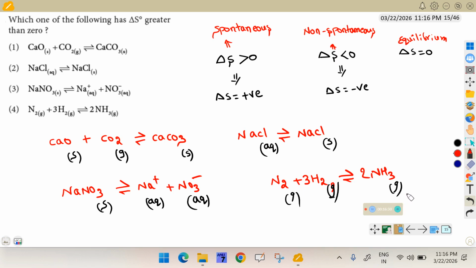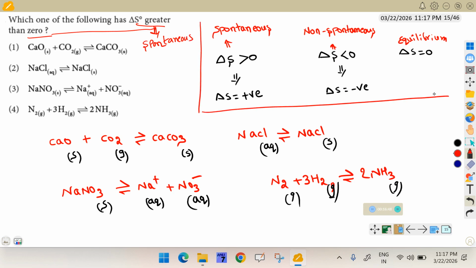Following has delta S naught greater than 0. Delta S naught greater than 0 means spontaneous reaction. Which is a spontaneous reaction? I already explained very clearly in grand test 3 about spontaneous and non-spontaneous reactions. See the first reaction, solid gas is converted to solid, entropy decreases, disorderliness decreases, delta S value is negative.